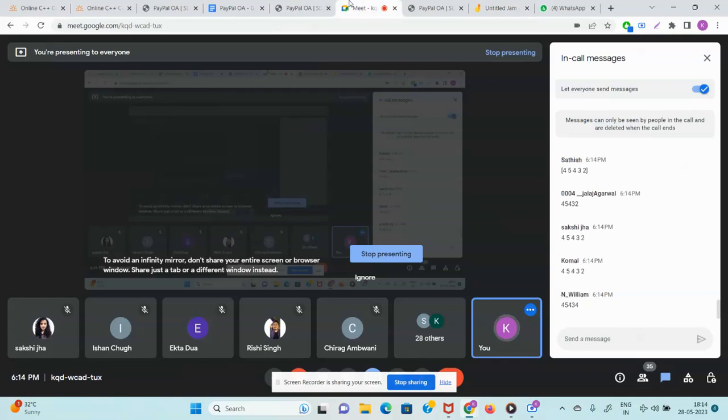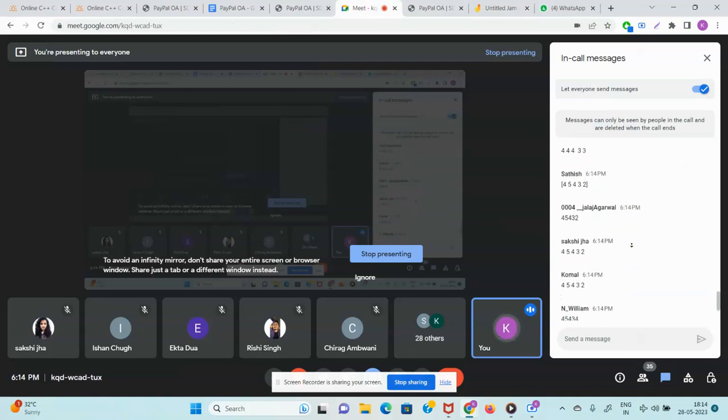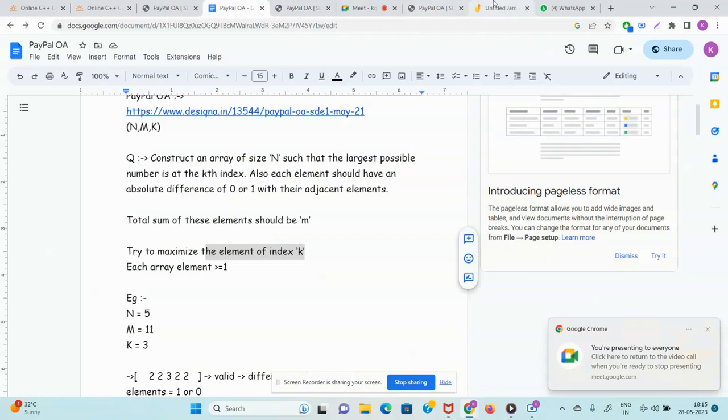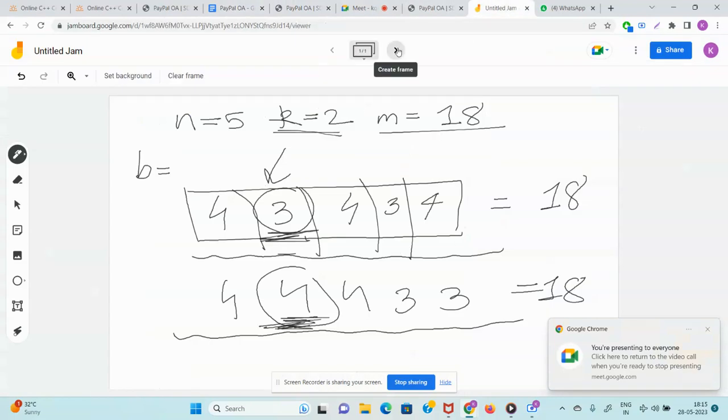Congratulations, Sakshi. Sakshi is correct. What did Sakshi say? Let me check. Yes, 45432. Yeah, Satish, you are also saying 5. Guys, do you all agree with me that 5 is the best answer? I really think so. But still, yes, we can increase, but let's see how much we can increase.